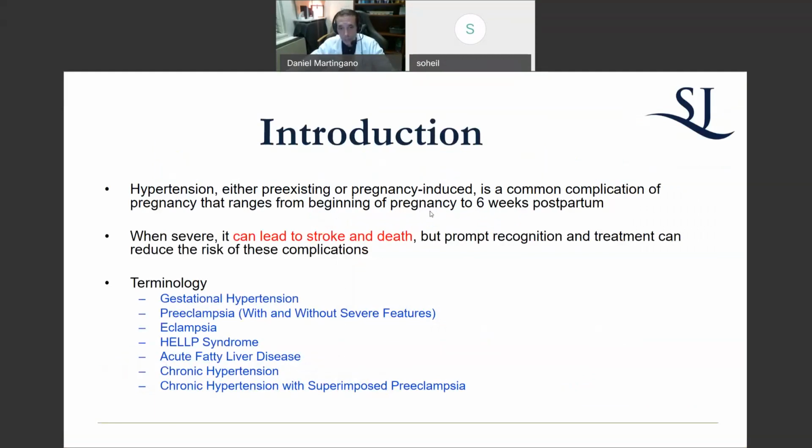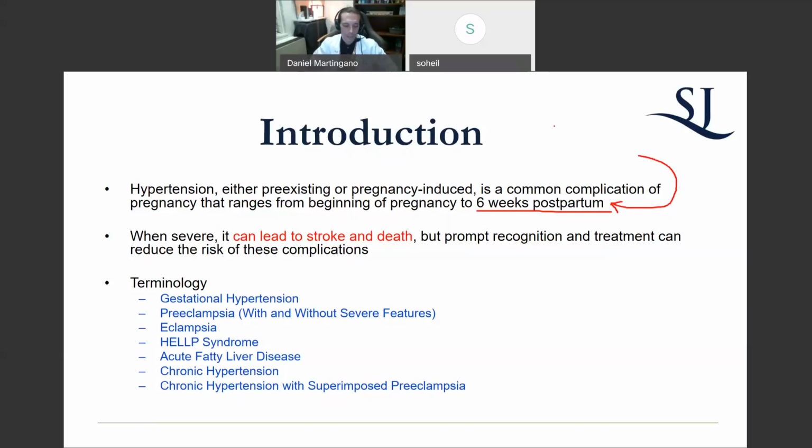So hypertension, either pre-existing or pregnancy-induced, is a common complication of pregnancy that ranges from the beginning of pregnancy to 6 weeks postpartum. You may be confused and ask, how is hypertension occurring in the postpartum period after a fetus is delivered? Because a lot of what I'll tell you is that the definitive treatment for preeclampsia, eclampsia, HELLP syndrome, etc., is delivery of the fetus. Well, the way you want to think about this is almost analogous to if a toxin is released.